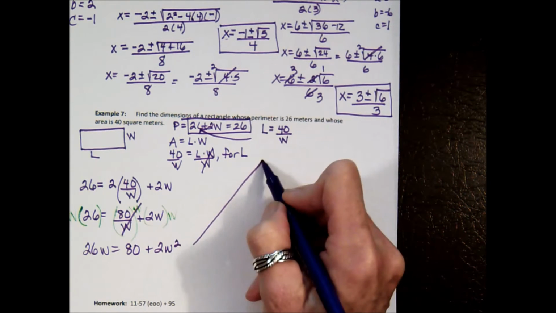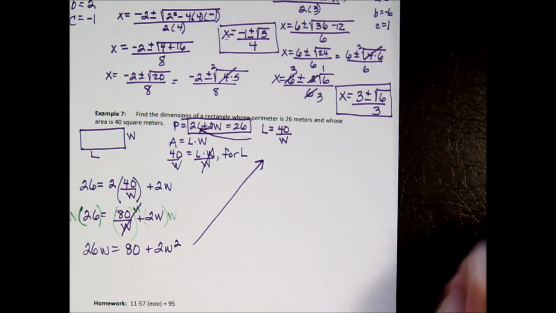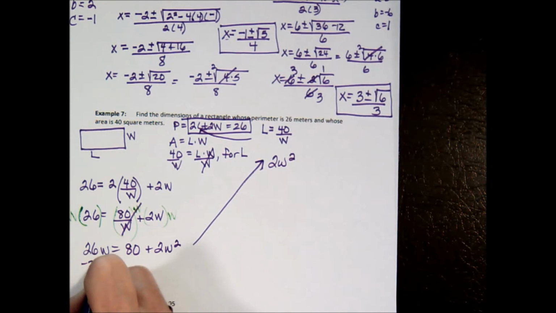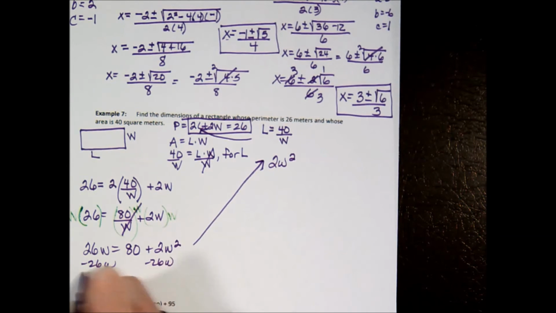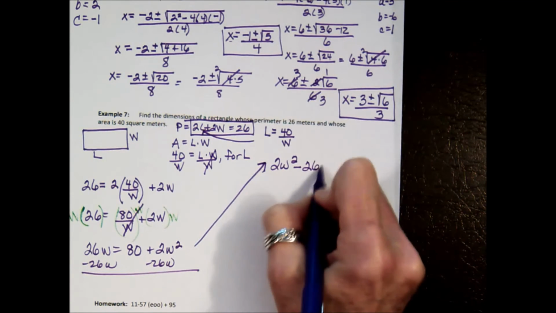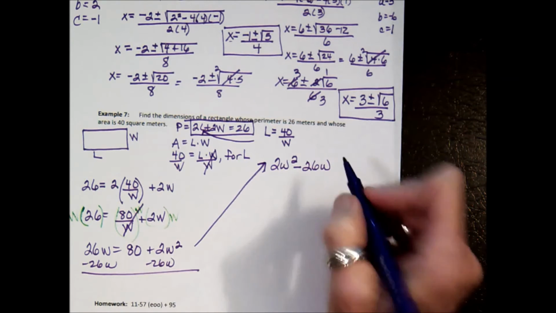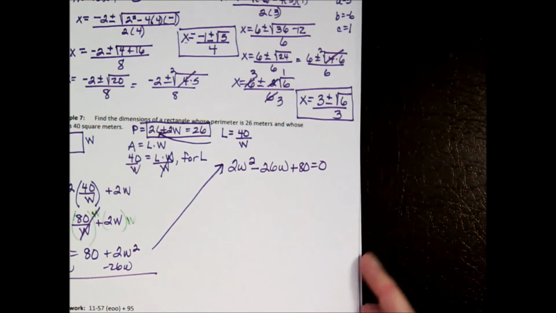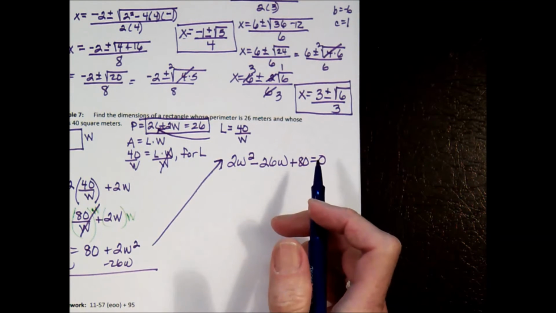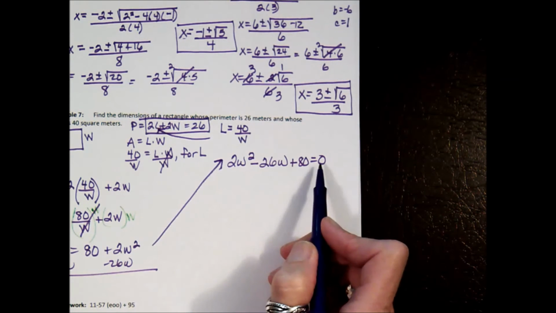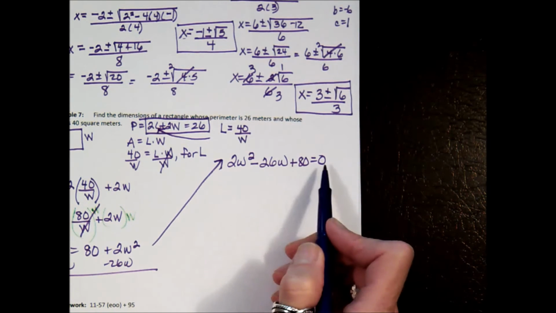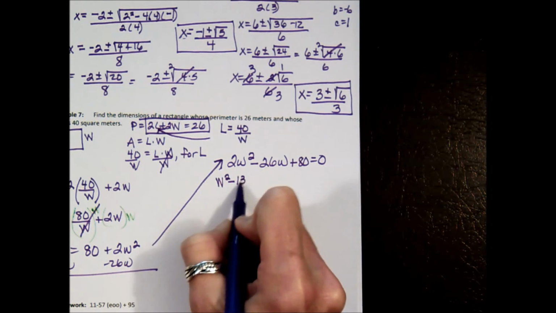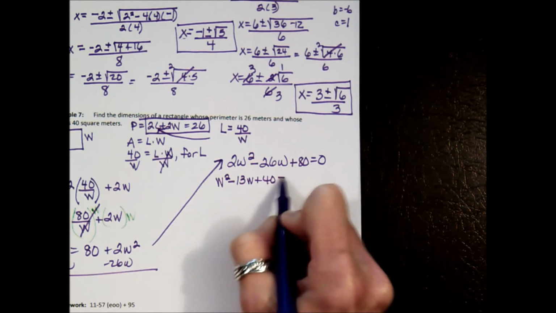Continuing that, I have 2W squared. Now let's bring this over to the other side, minus 26W. I'm just writing it in the correct order, plus 80 equals 0. Well, the first thing I notice is that these are all even numbers. So I'm going to divide this whole thing by 2 to begin with, both sides by 2. That's going to give me W squared minus 13W plus 40 equals 0 divided by 2 is still 0.